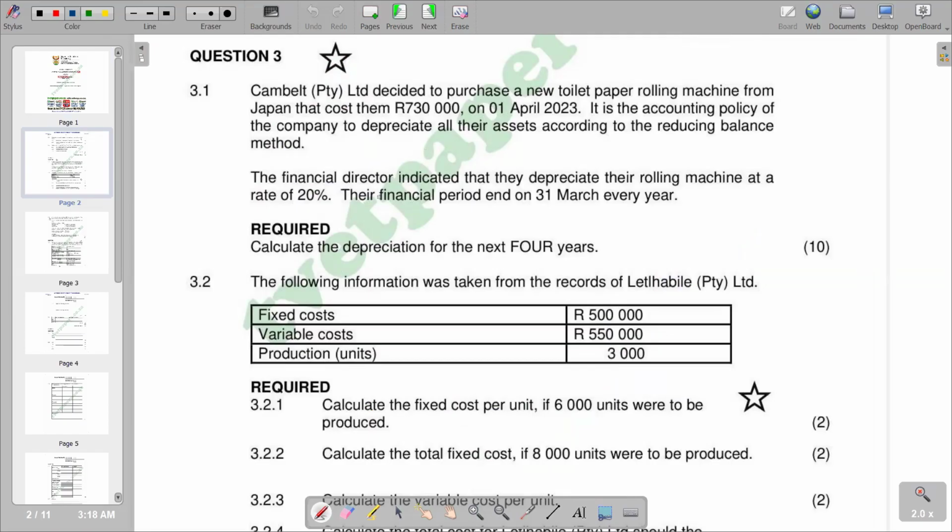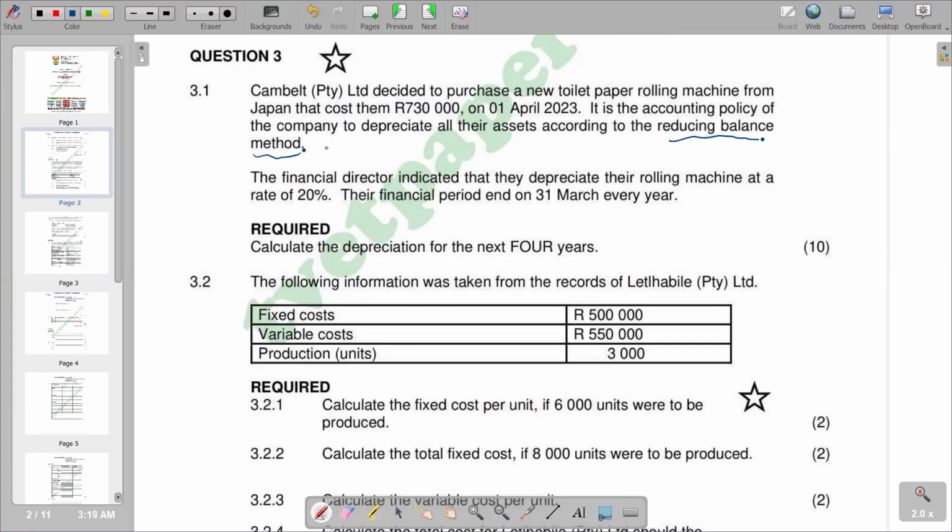The question reads: Cabot Private Limited decided to purchase a new toilet paper rolling machine from Japan that cost them 730,000 rands on 1 April 2023. It is the accounting policy of the company to depreciate all their assets according to the reducing balance method to calculate the depreciation.